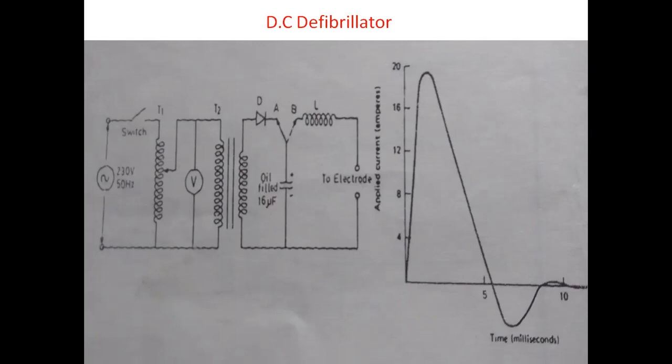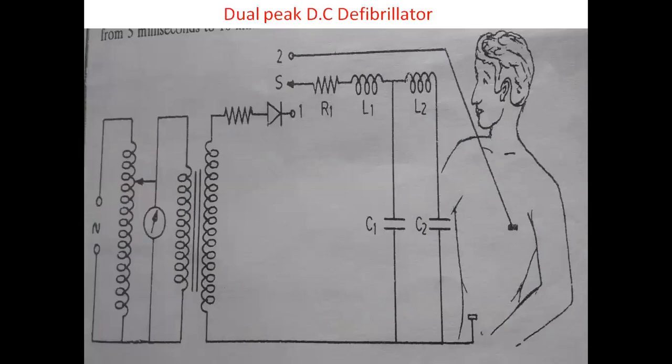And the discharge duration is in the range of 5 milliseconds to 10 milliseconds. So generally the discharge duration is around 5 to 10 milliseconds. This waveform shows, on the x-axis, the time in milliseconds, and on the y-axis the applied current in amperes. Okay.